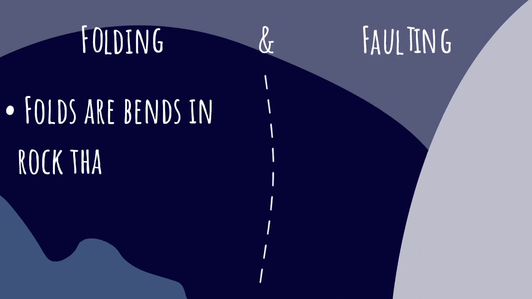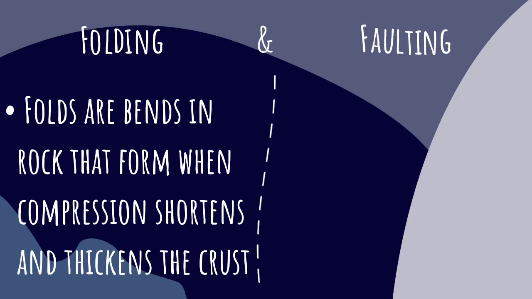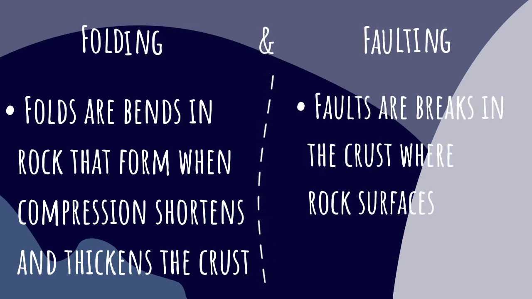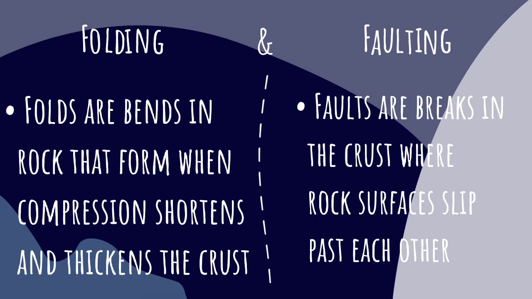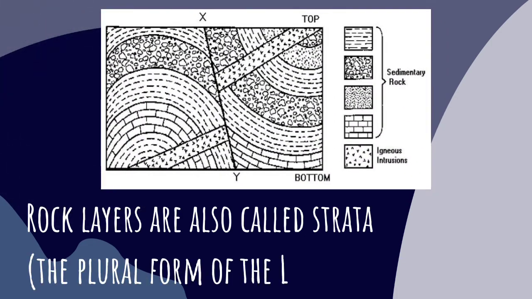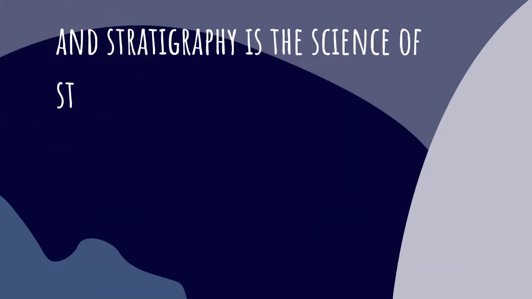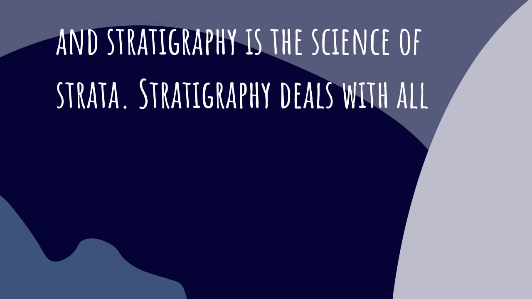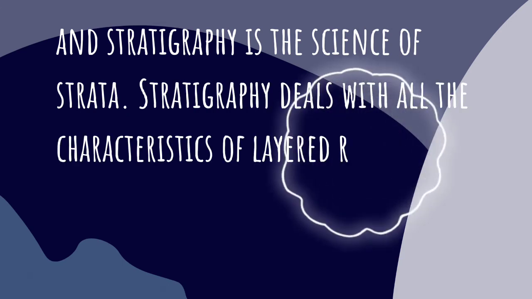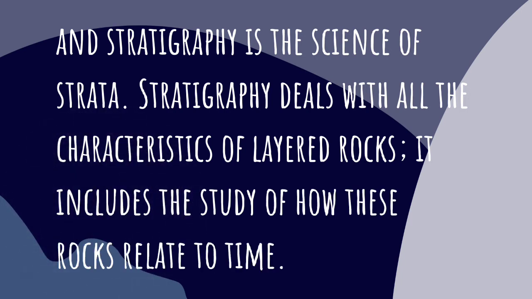Folds are bends in rock that form when compression shortens and thickens the crust. Faults are breaks in the crust where rock surfaces slip past each other. Rock layers are also called strata, the plural form of the Latin word stratum. And stratigraphy is the science of strata. Stratigraphy deals with all the characteristics of layered rocks. It includes the study of how these rocks relate to time.